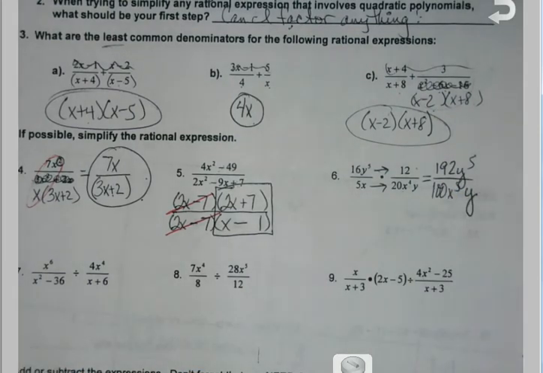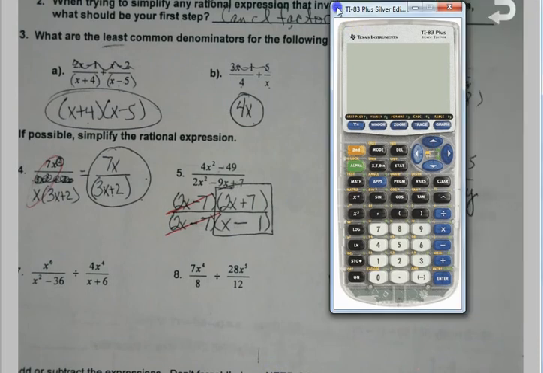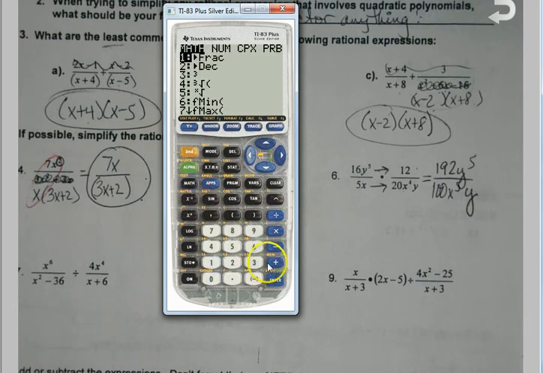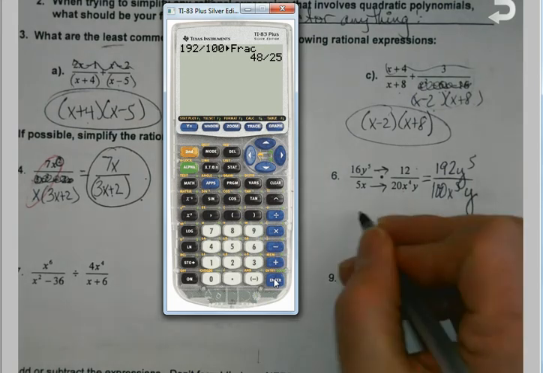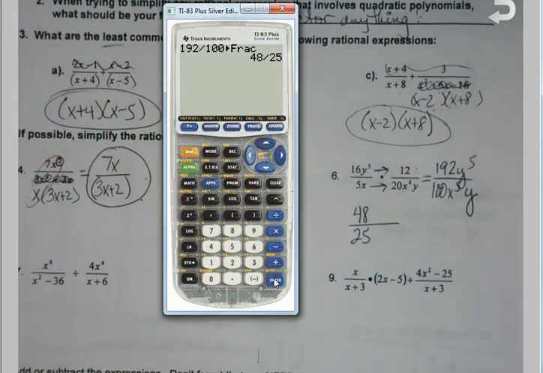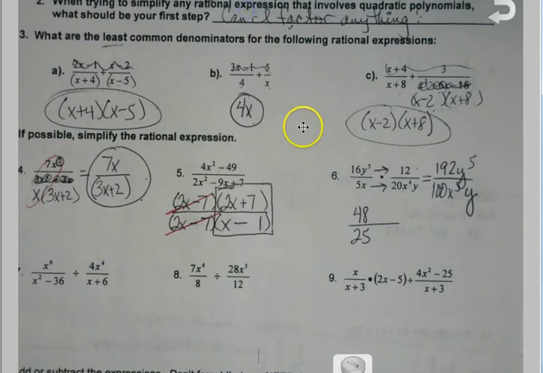Then I go to work doing the other stuff. And especially with all the fancy things we've got working on calculators anymore, if I wasn't sure what 192 over 100 reduced to, or I thought I was going to use too small of a number, I can always use my math enter to get my reduced fraction, at least with the numeric part.